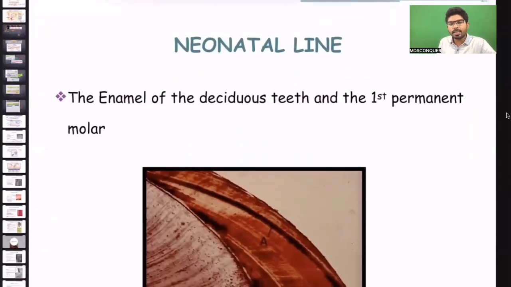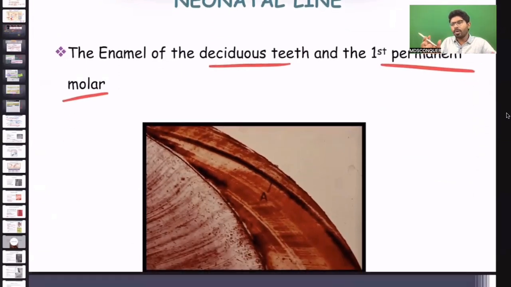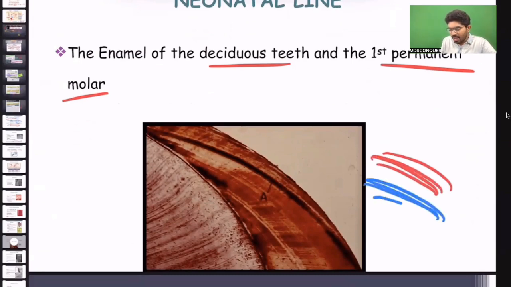So what are neonatal lines? Where do you see neonatal lines? Neonatal lines are regularly seen in deciduous teeth and the first permanent molars. They give us information about the metabolic supply inside the mother and outside the mother. Outside the mother, the environment will be different, so those lines will be different. The neonatal line demarcates the difference between the environment inside and outside, which is normally seen in the patterning of these rods. Clear?